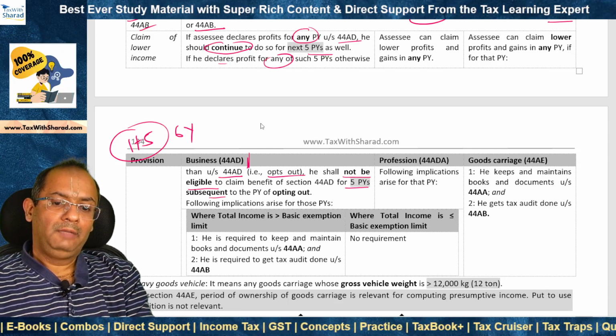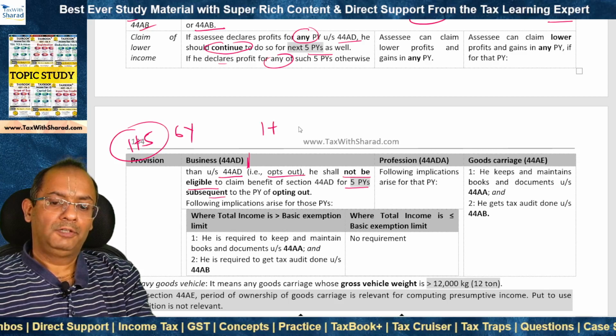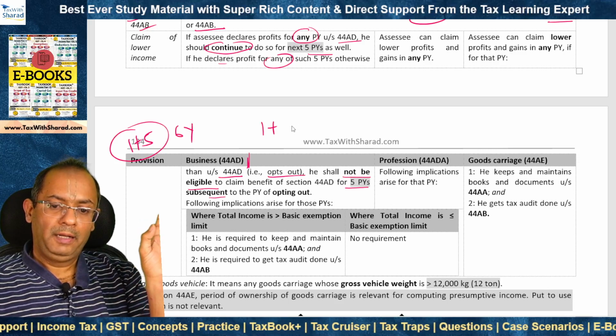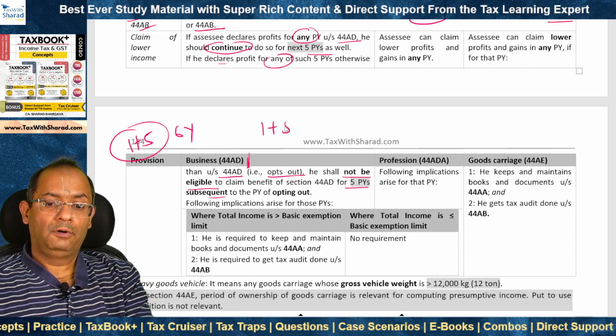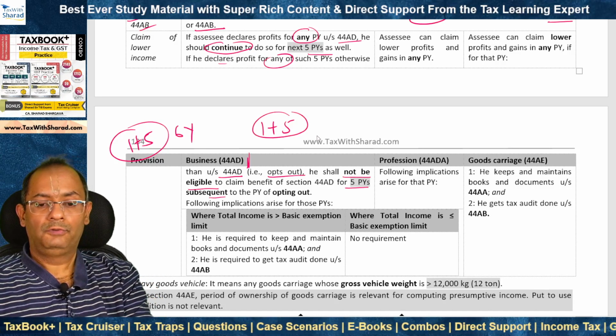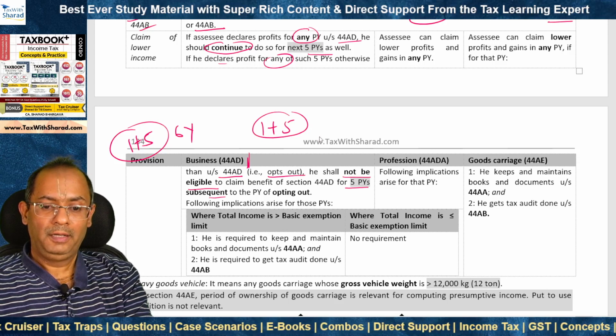That means the previous year in which he opts out, that is the first previous year, he doesn't claim 44AD. He will also be moved out forcibly out of 44AD for the next 5 previous years. So for 6 previous years, he will be out of 44AD.